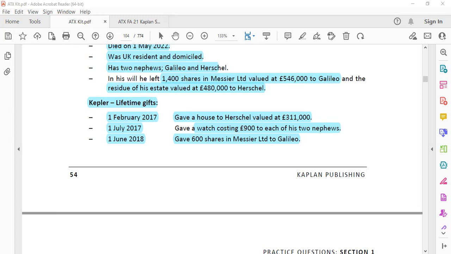And now we have to apply IHT. So IHT at the rate of 40% is 57,583. Then we can deduct the taper relief. It is the case of 3 to 4 years. The 20% taper relief is available. So on 57,583, the liability has been decreased by 20%.